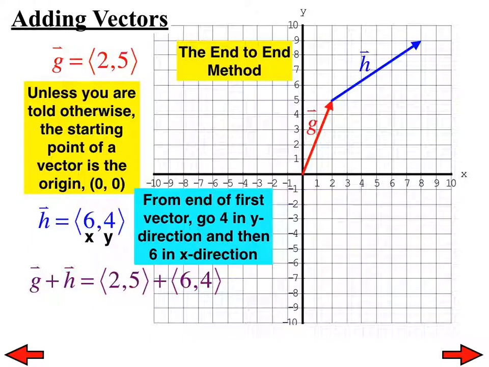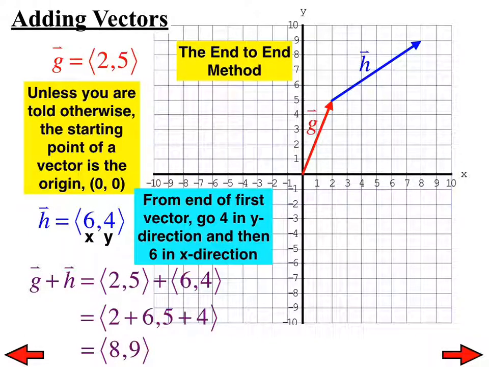And so, if we add vector G plus vector H, I said there was a lot in common with matrices and vectors. When we add matrices, we add the corresponding elements. When we add vectors, we add the corresponding elements. So G plus H will end up coming from, or lead to, 2 plus 6, 5 plus 4, or 8, 9.